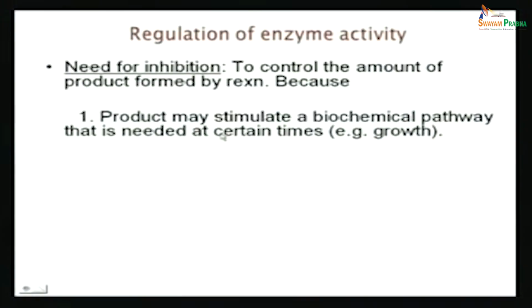So why do you want to produce products only up to a certain quantity and no more than that? Because the product can stimulate a biochemical pathway that is needed in certain times. For example, if the product is present in a certain specific quantity, it stimulates a certain biochemical pathway. If it exceeds that quantity or is lesser than that, it can stimulate some other biochemical pathway which is maybe undesired. So that is reason number one.